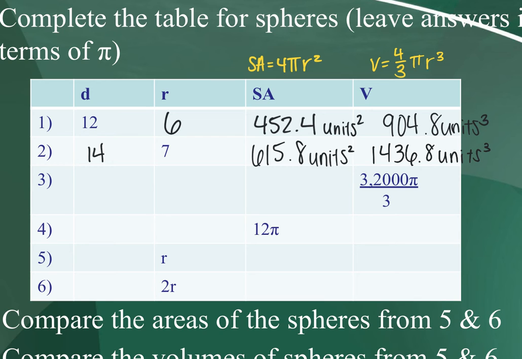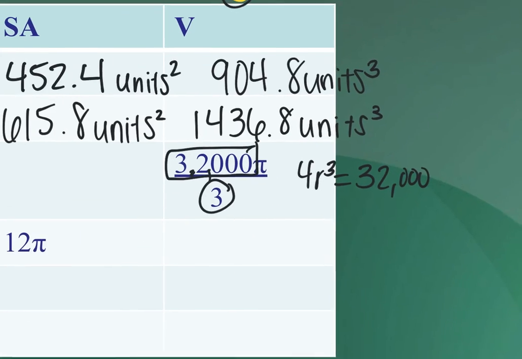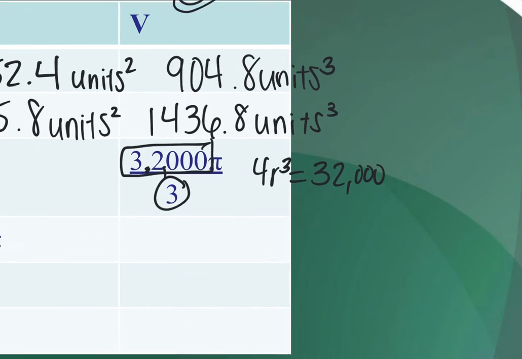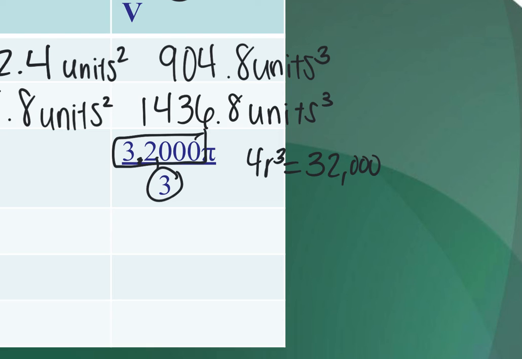3,200. Do you guys agree the 3 is still in the same spot, right? So we're dividing by 3. So 4 pi r cubed, well, 4r cubed is what this gives me. So we're going to say 4r cubed is equal to 32,000, because the pi and the 3 are already there. So we're just saying 4r cubed is equal to 32,000.